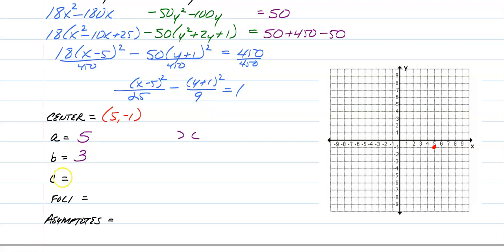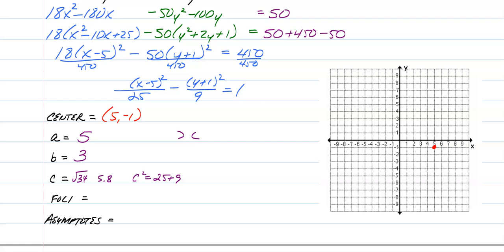To do our c value, it's still c squared is equal to, but this time it's a squared plus b squared, so that's 25 plus 9. So c is equal to the square root of 34, which is approximately 5.8. And then we'll get to the foci in a minute.